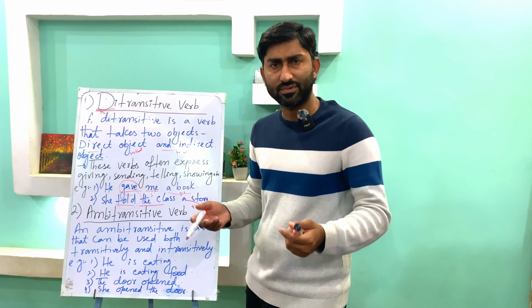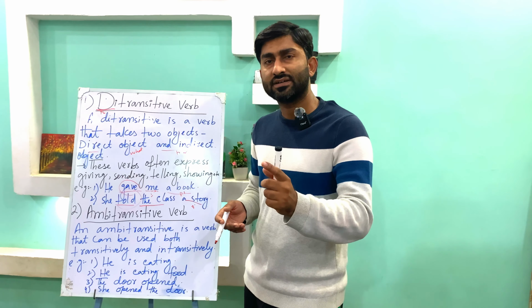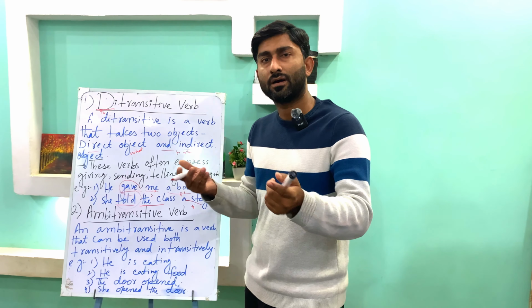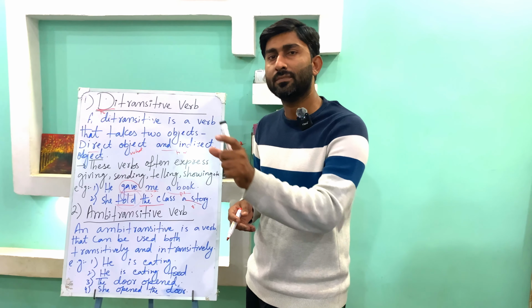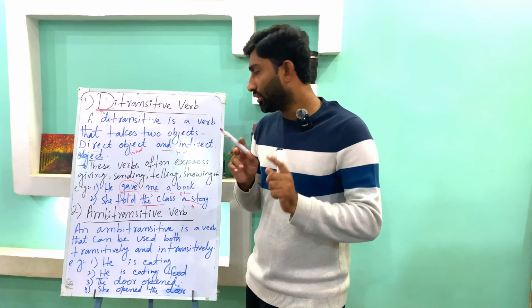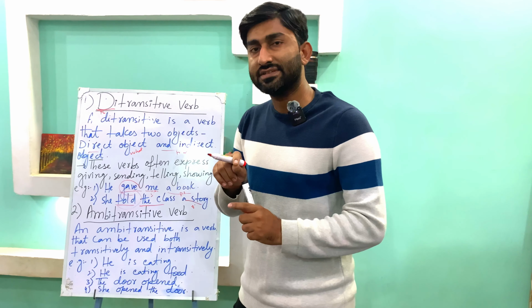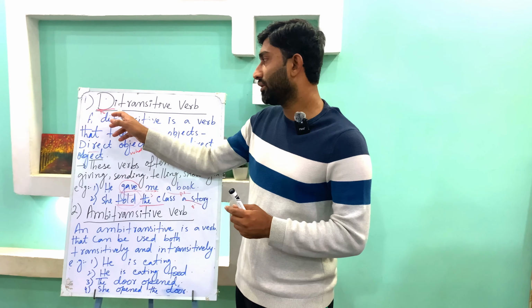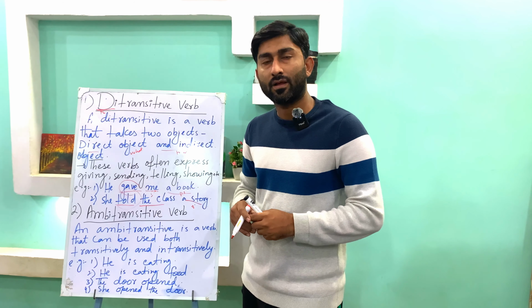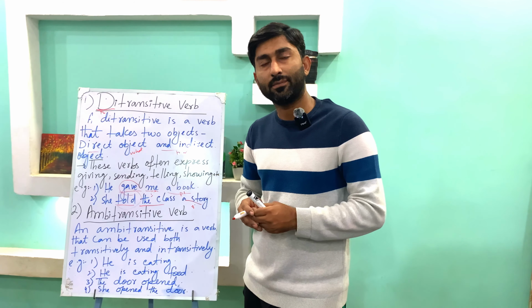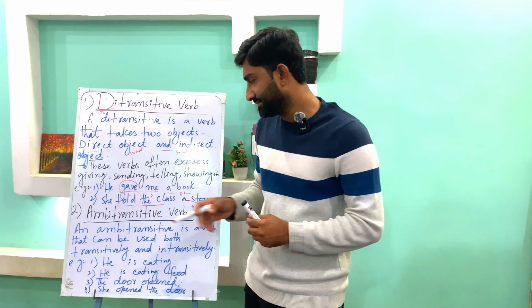And there are lots of other examples. For example, his father gifted him a new bike. Now here, his father gifted him a new bike has two objects. So the verb gifted here is an example of ditransitive. And there are lots of examples. I'll also share them with the definition in the comment box for those who need it.